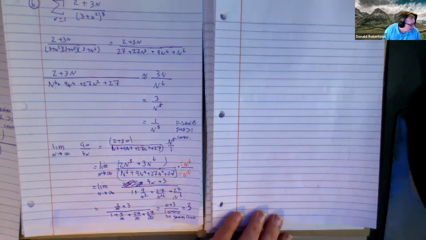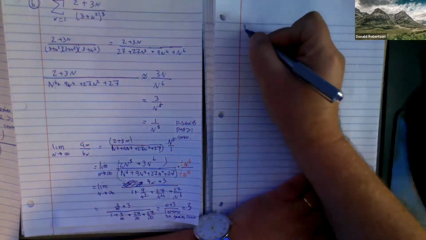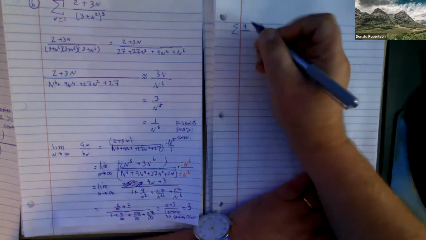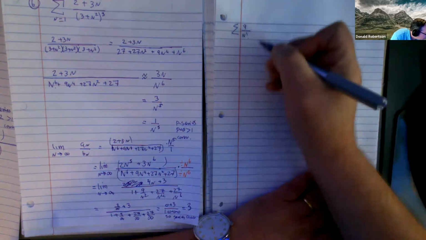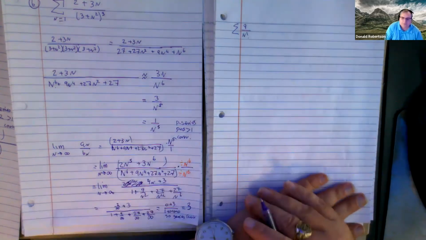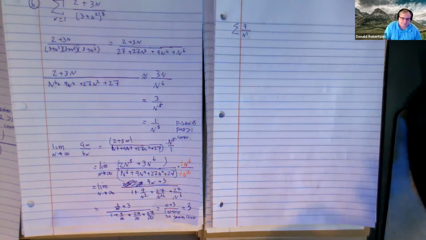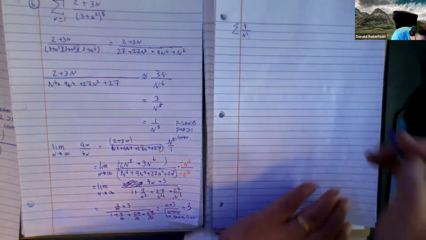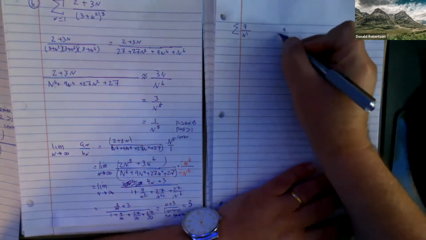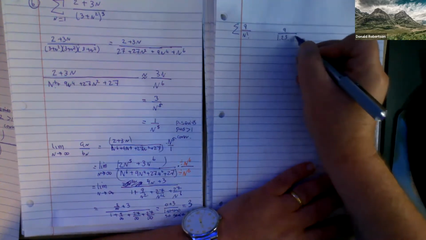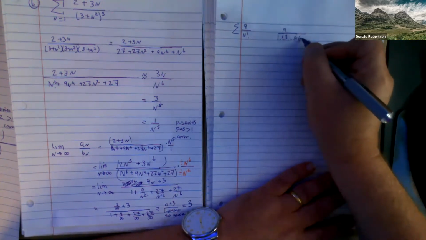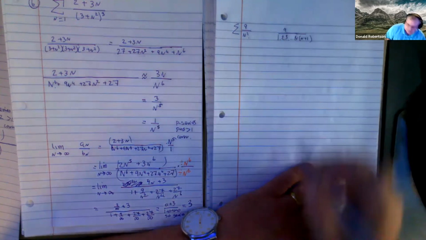Okay. Let's try a really weird one. Sigma 9 over n factorial. Now, if I write this down in its kind of full format, it's 1 times 2 times 3 times n plus 1.